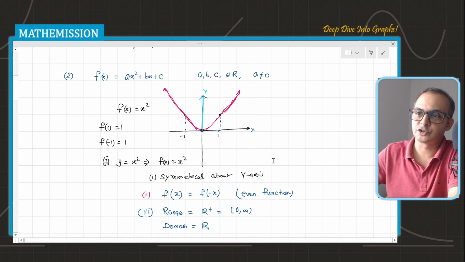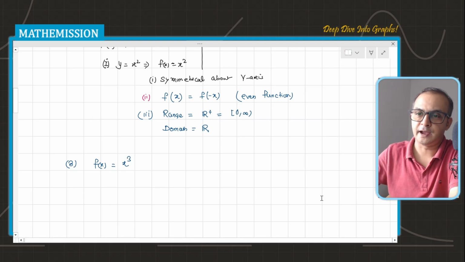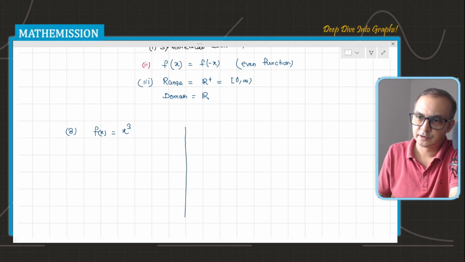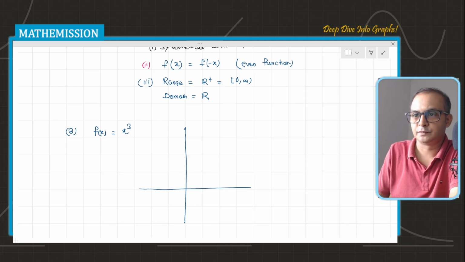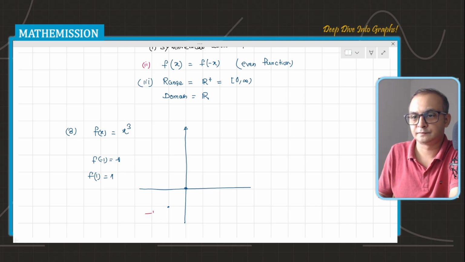Now this third kind of function is a cubic function. So f(x) is equal to x cubed, and you can see that the graph of this x cubed is like this, because at -1 the value of the function is -1, and at 1 the value of the function is 1. So the graph will pass through (-1, -1) in the third quadrant, and through (1, 1) in the first quadrant, and the function will behave like this graphically.